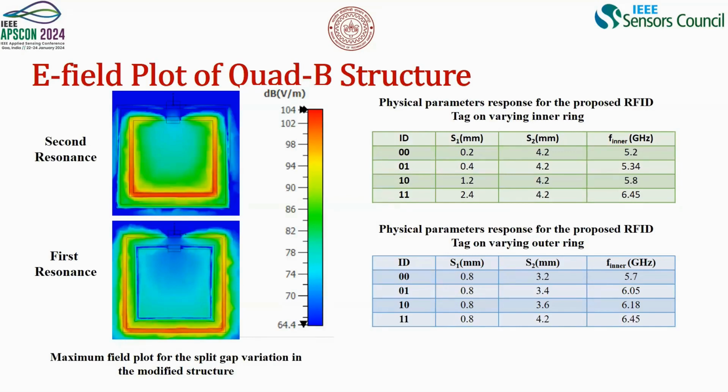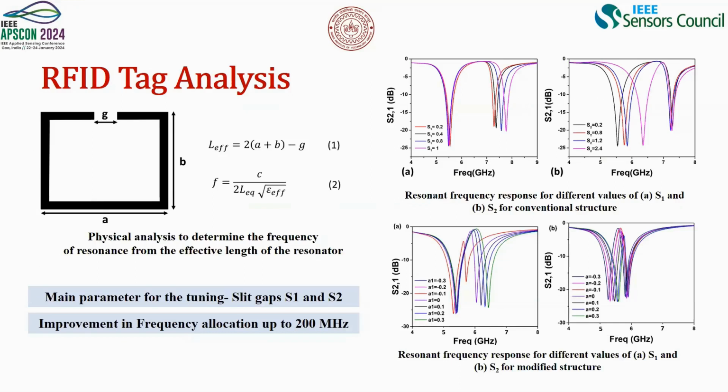We will see that for the second resonance, since we are getting the resonance shift for the inner ring, the maximum field confinement is within the inner ring area, and for the first resonance, it is in the outer ring area. So one thing I missed: why is this frequency shift taking place in a particular direction?